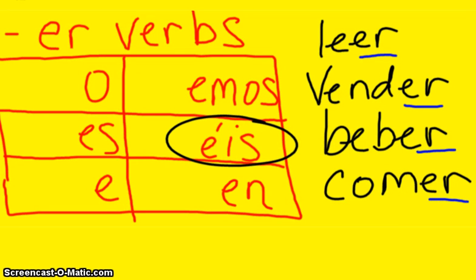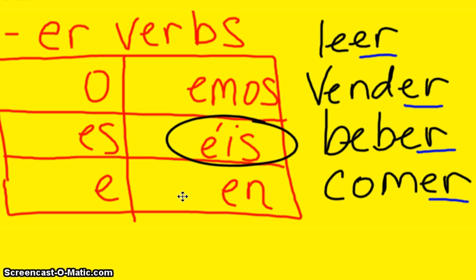So here are your endings for regular ER verbs. In the yo form, it's o, just like in AR. But for the tú form, it's es. In the él, ella, usted form, we have e, nosotros, emos, and ellos, ellas, ustedes is en.